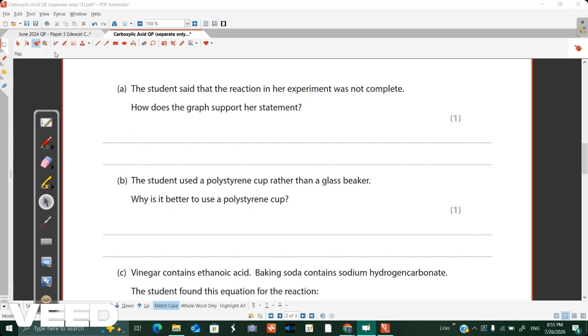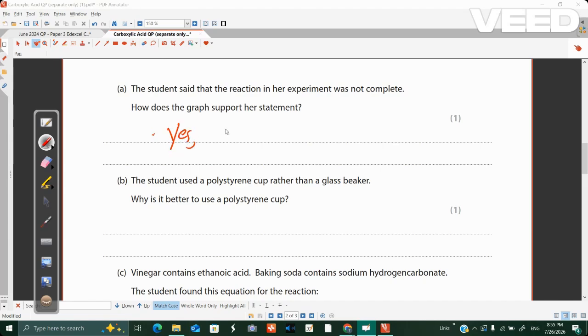Yes, her answer is correct. It has not reached a constant. The line has not become flatter, right? So she is correct. It has not become horizontal.